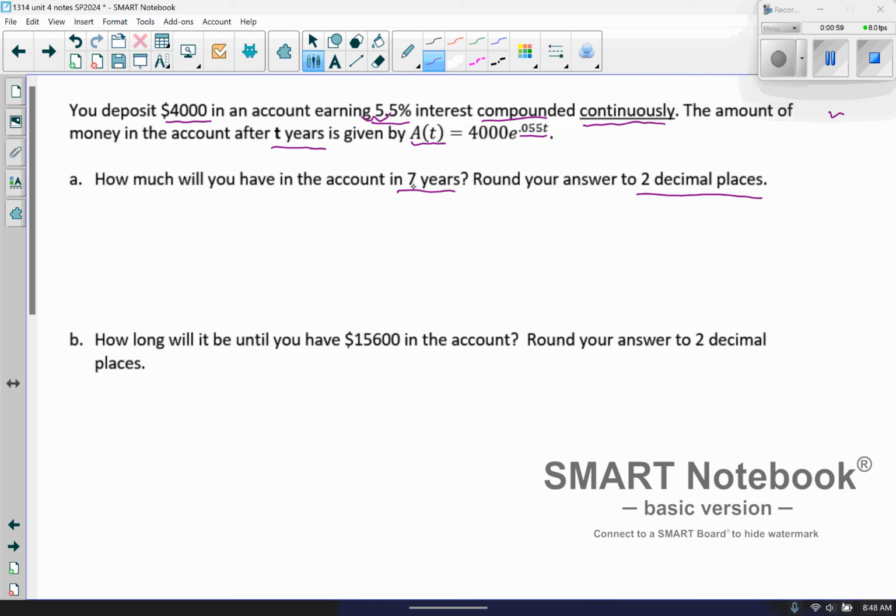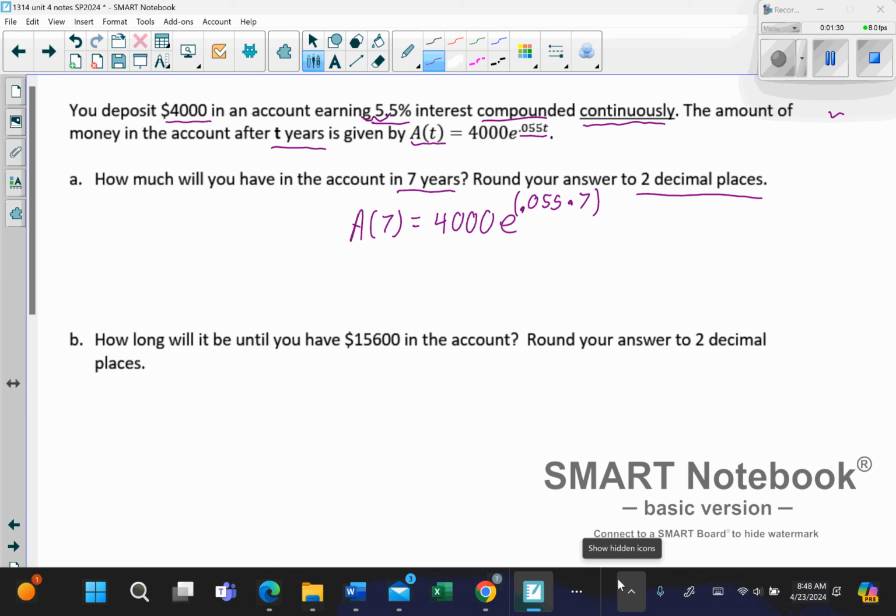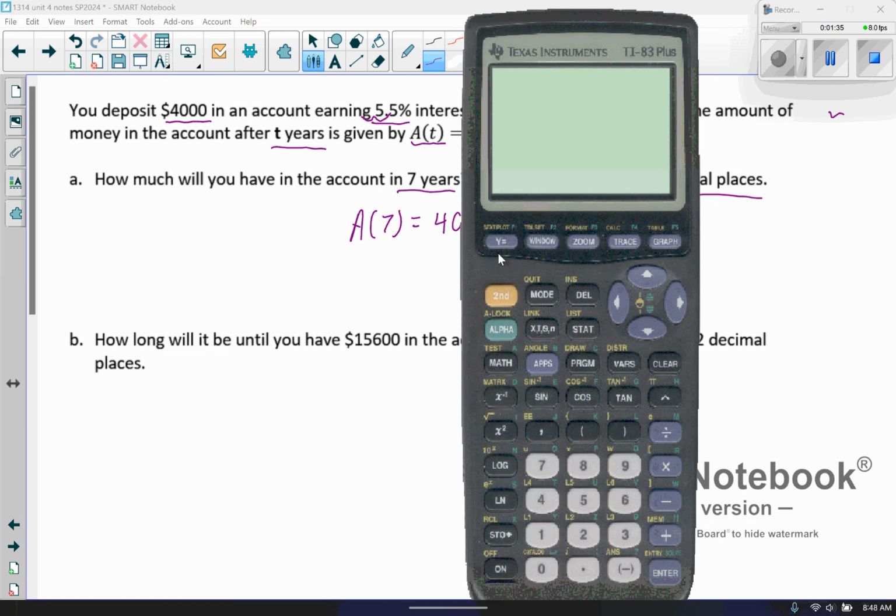So 7 years, we're going to plug in 7 for time. So A of 7 equals 4,000 times e raised to 0.055 times 7. Now I'm going to put this in parentheses, and we talked about this in 4.1. It's very important that I do that, especially with the calculator I'm going to be using. Depending on the calculator you're using, you may have to figure that out first and then plug that in afterwards. But let me grab mine.